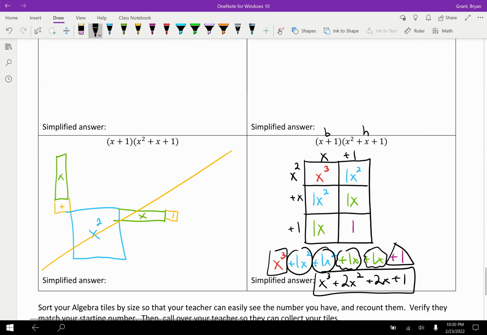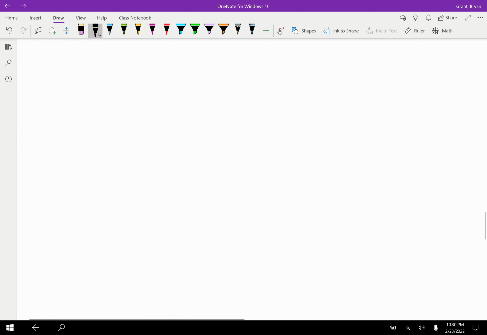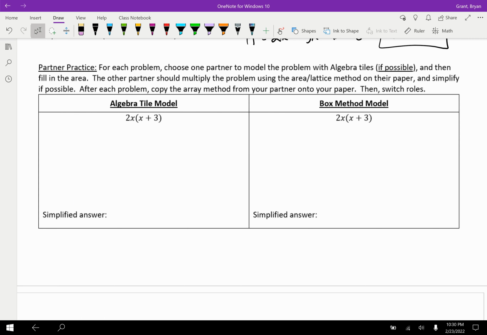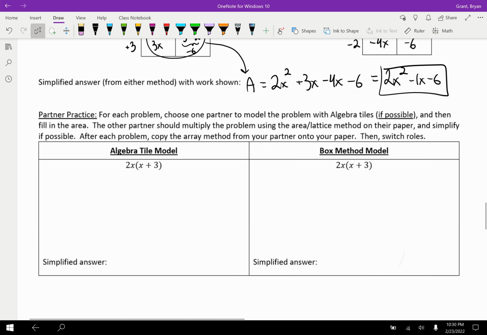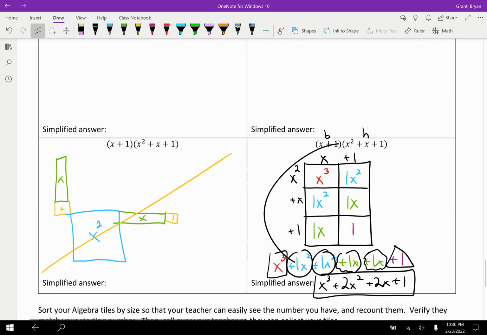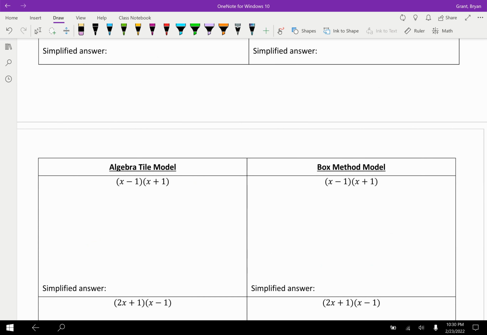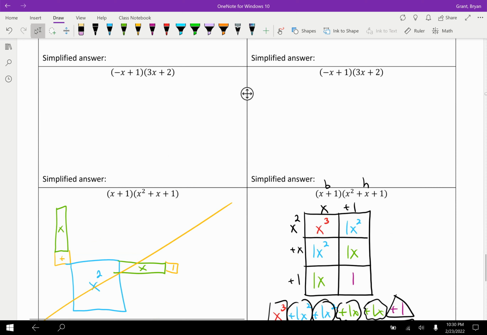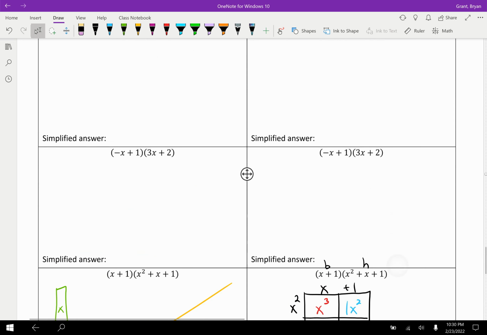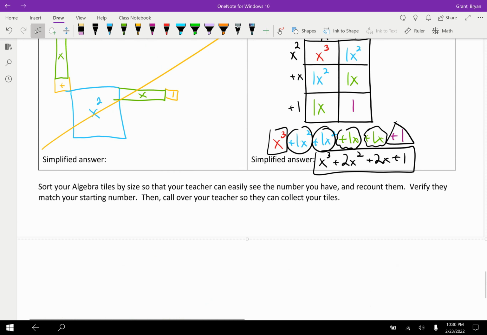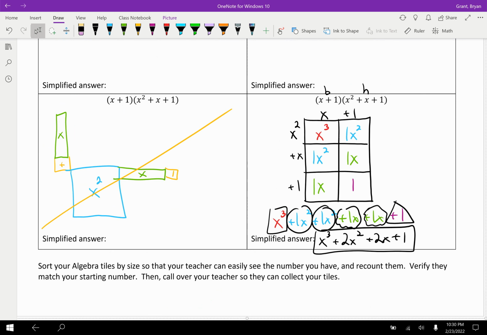Okay, so you have 1, 2, 3, 4 of these to do. You can do all the rest of these with algebra tiles and using the box method. The box method is like what I did down here. I drew a box, right? So please do them and switch off to make sure you're comfortable. We're coming back to those algebra tiles several times. Check with your teacher once you're done. Then you can go ahead and sort your algebra tiles by size, just like we did at the beginning, so your teacher can quickly see the number you have and recount them and verify they match your starting number.